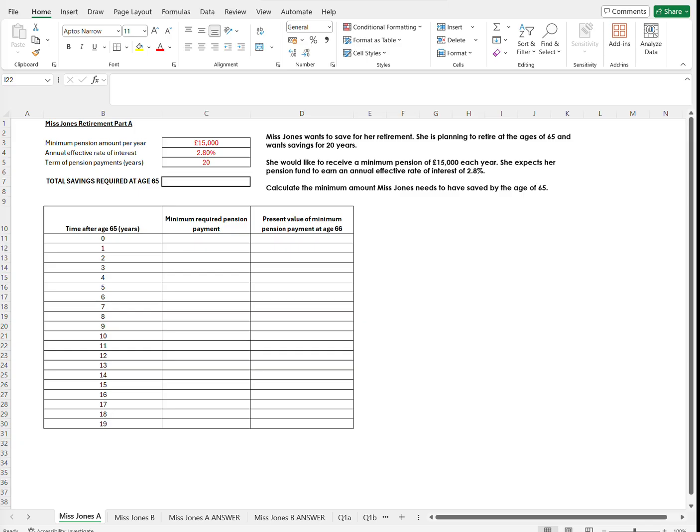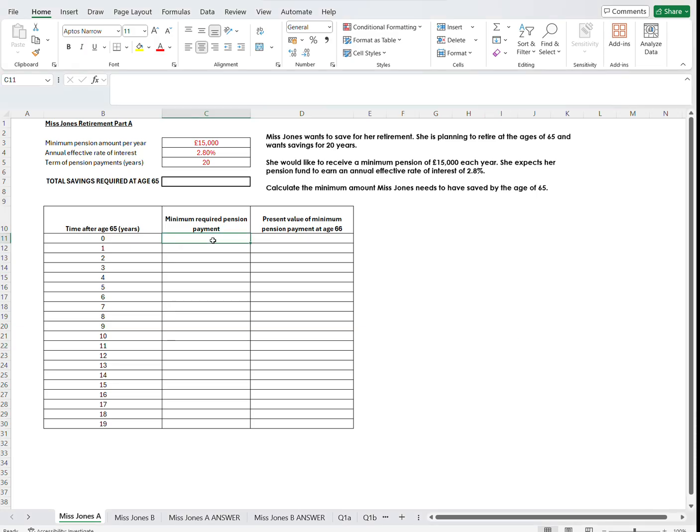Okay, so what we want to do is figure out how much she will actually need to save each year so that she will have £15,000 based on the amount of interest that her savings will gain before the age of 65.